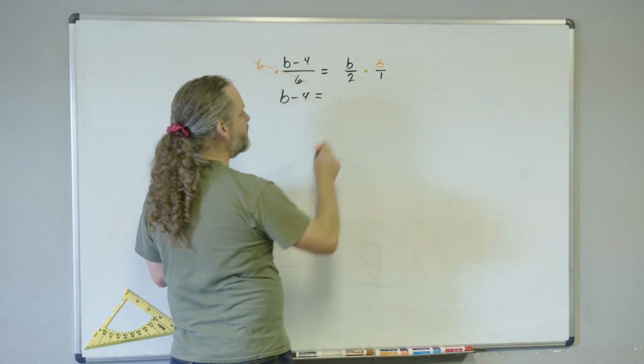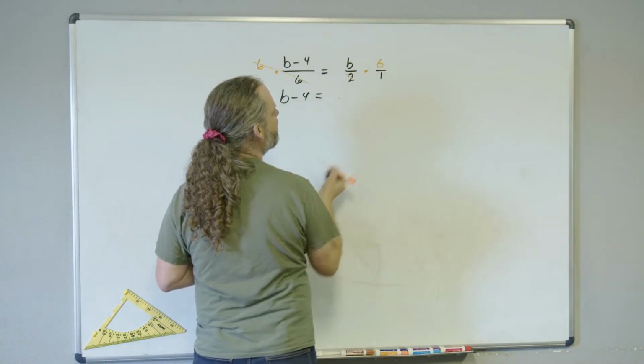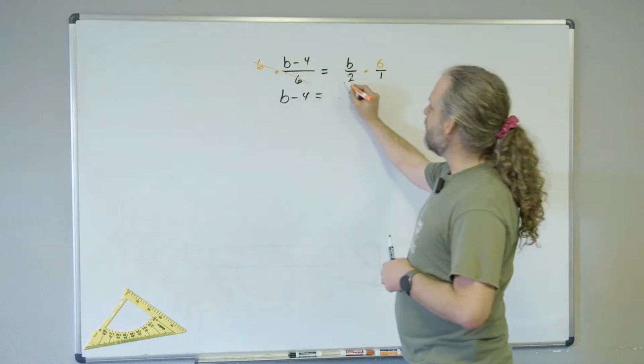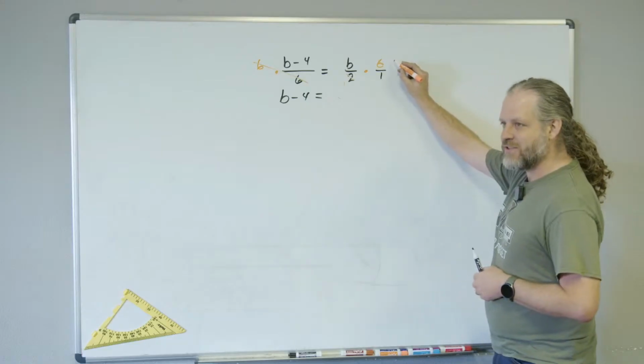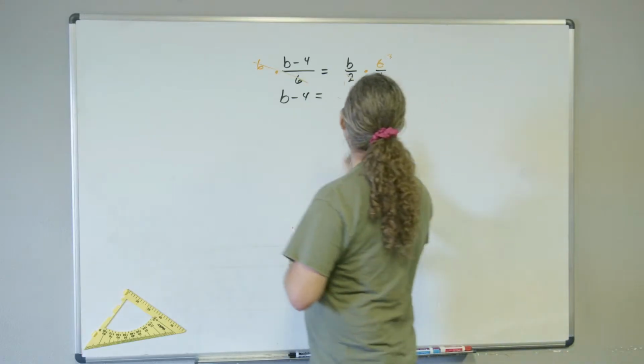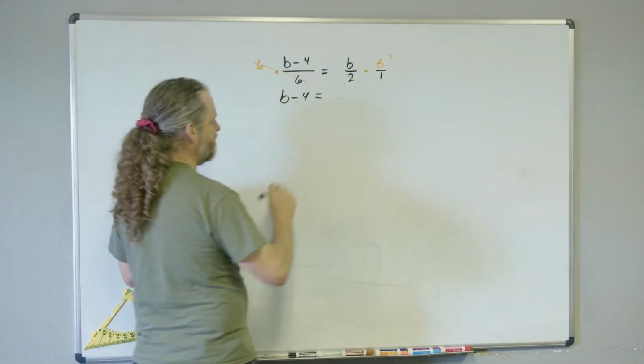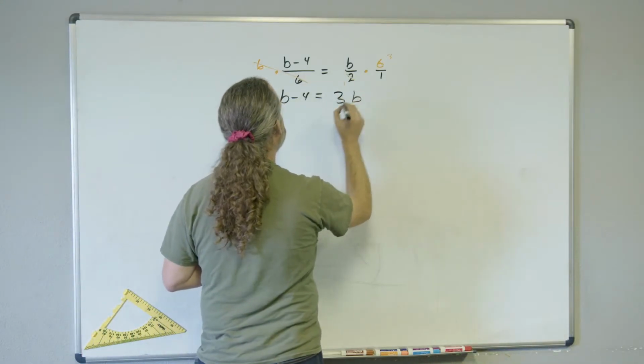Can we pre-reduce? Say yes. What are we reducing by? 2. What's 2 divided by 2? 1. What's 6 divided by 2? 3. And what's 3 times b? 3b. Can you figure out b from here?